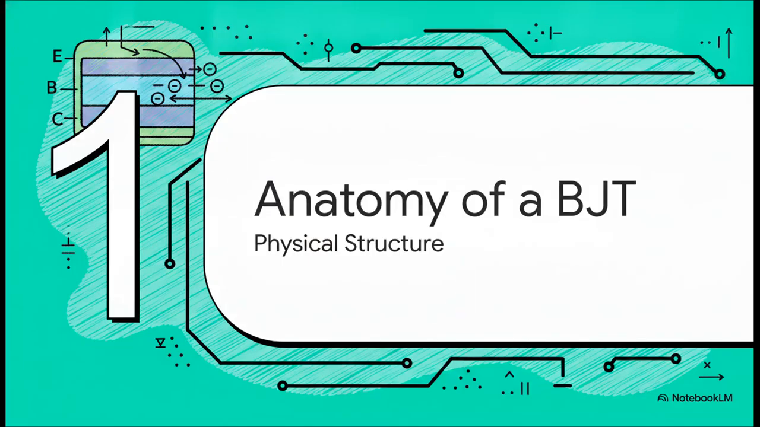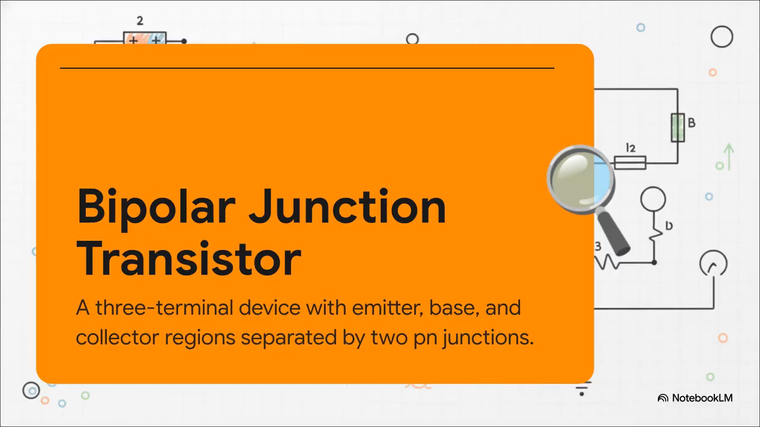Section 1. Anatomy of a BJT. Exploring the physical structure. So what actually is it? Well, by definition, a BJT is a three-terminal device. It's built using three specifically doped semiconductor regions, and we call these the emitter, the base, and the collector. These three areas are separated by two internal PN junctions.